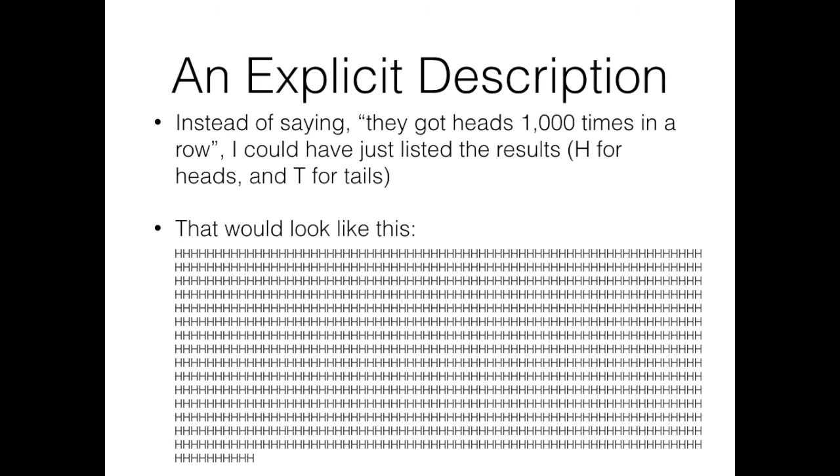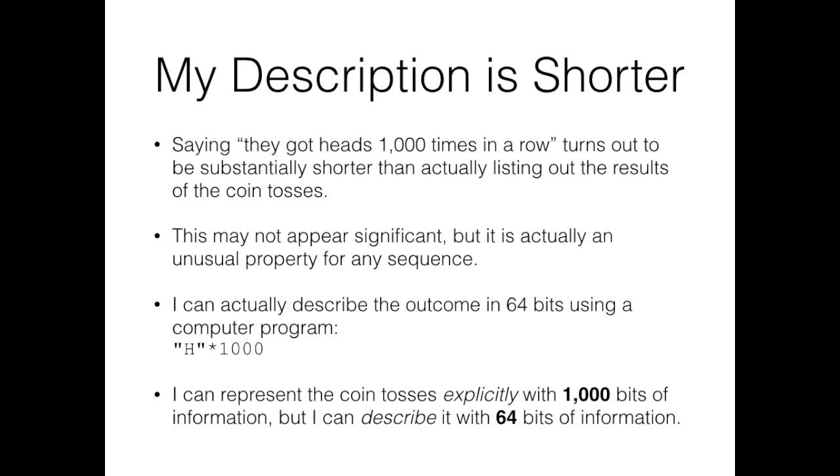So what's interesting, though, is that my description is shorter. If I say they got heads 1,000 times in a row, that's substantially shorter than actually listing out the results of the coin tosses. This may not appear significant, but it's actually a very unusual property for any sequence. In fact, I can describe this outcome in a 64-bit computer program listed on screen. That program is in Ruby, by the way. I can represent the coin tosses explicitly with 1,000 bits of information, but I can describe it with 64 bits of information.